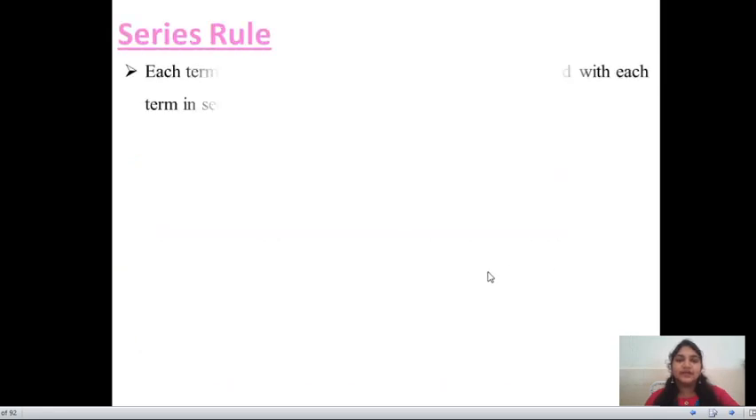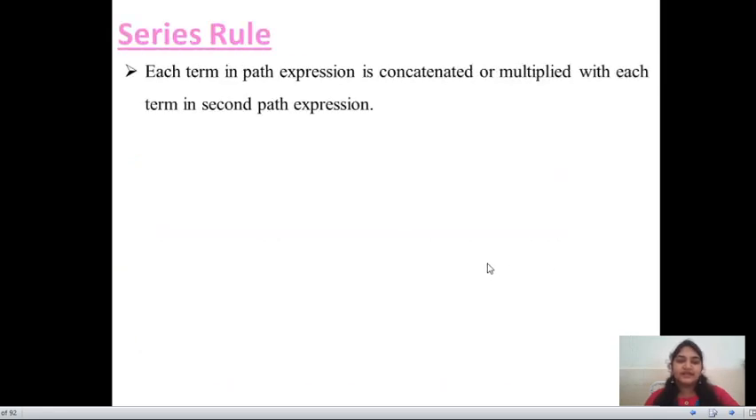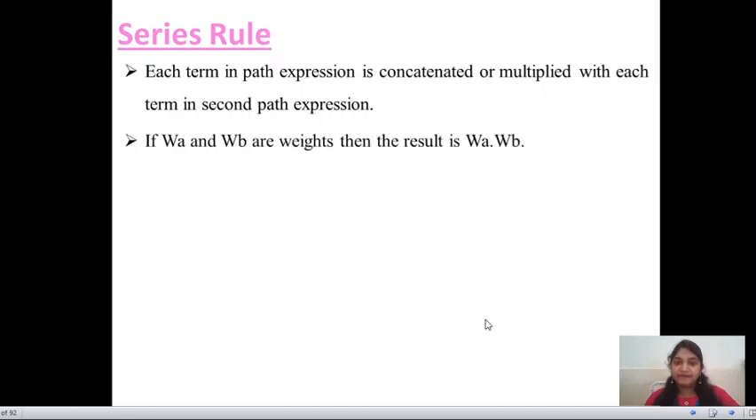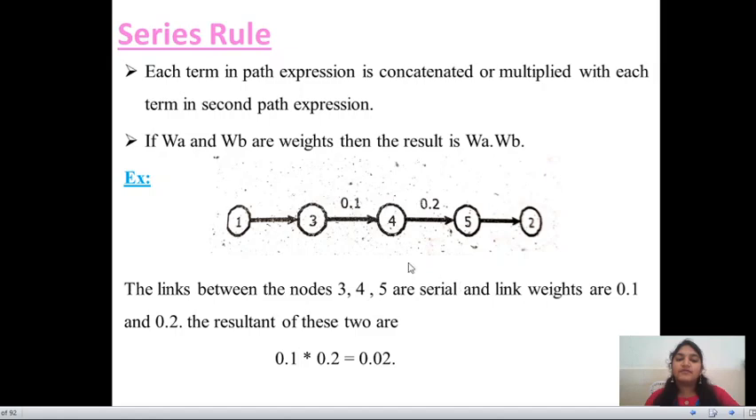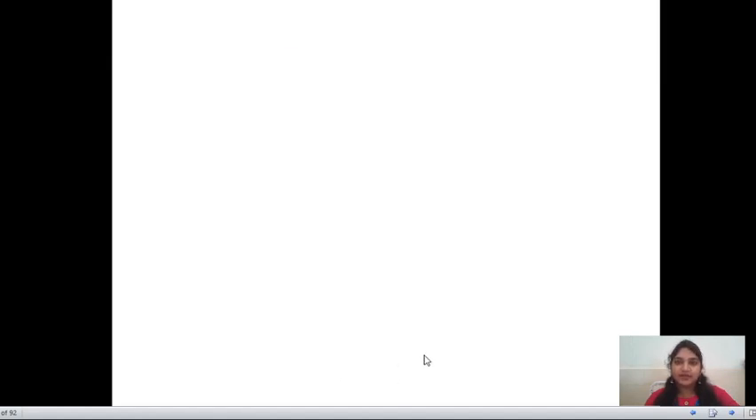The series rule is the same, only vice versa. There we perform addition; here we perform multiplication. If WA and WB are the weights, then the result is WA into WB. This is the example flow graph. In this series rule, 3 to 4 and 4 to 5, 0.1 into 0.2 is equal to 0.02. So these are the arithmetic rules to be followed for the maximum path count.